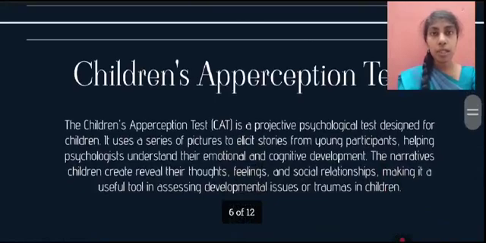Children's Apperception Test. The Children's Apperception Test, also called CAT, is a projective psychology test designed for children. It uses a series of pictures to elicit stories from young participants, helping psychologists understand their emotional and cognitive development. The narratives children create reveal their thoughts, feelings, and social relationships, making it a useful tool in assessing developmental issues in children.